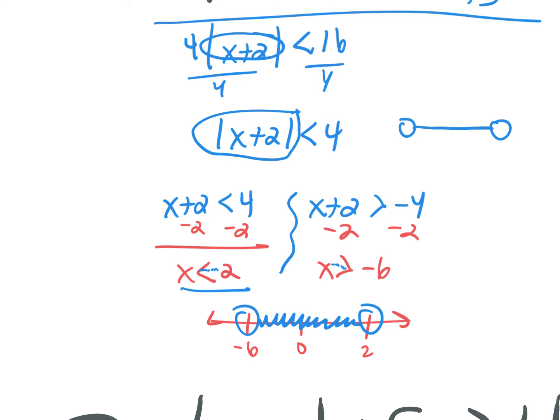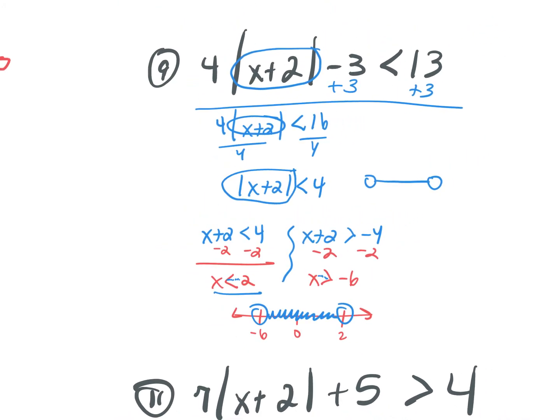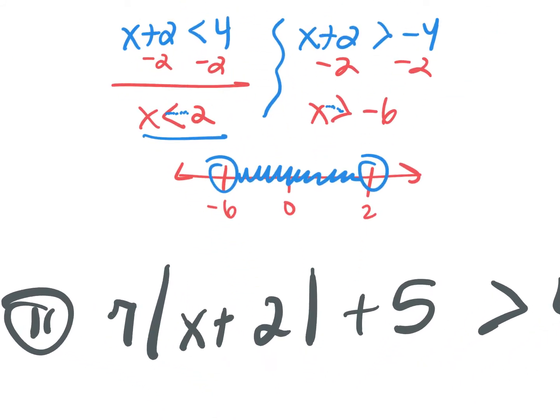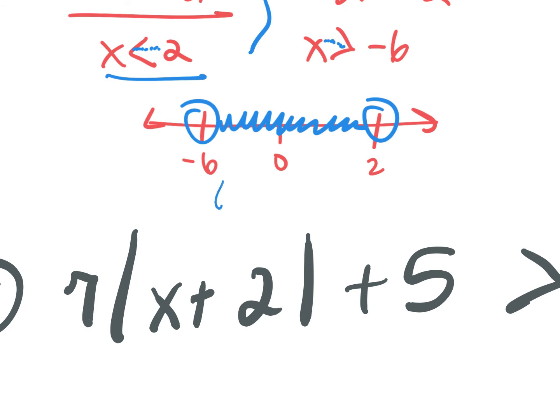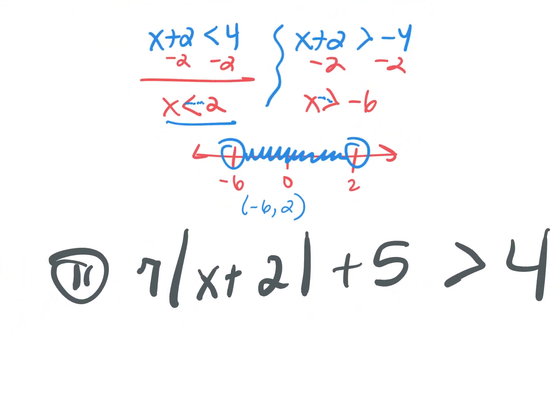And then plug in 0 to the original. What is 0 plus 2? 2. The absolute value of 2 times 4 is 8, and 8 minus 3 is 5. Is 5 less than 13? Yes. So our interval notation would be parenthesis -6 to 2 and close your parenthesis.